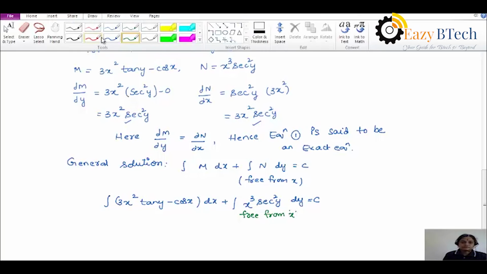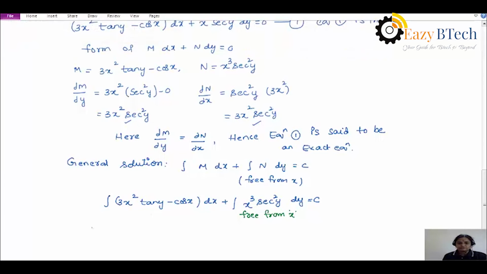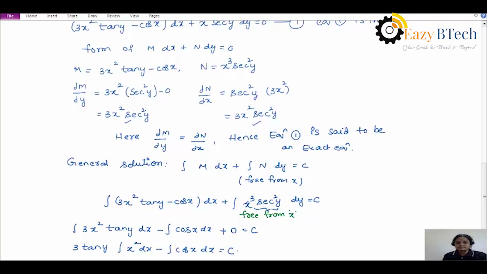Okay, so now I am doing the integration. See here, students, integration is with respect to x, so divide the integration individually: 3x square tan y dx minus cos x dx. According to the evaluation procedure of an exact equation, for N, if x is there, because this integration is free from x, then the integration value is equal to 0 only. Then with respect to x we are doing integration, with 3 tan y as common, integral x square dx minus cos x dx is equal to c.